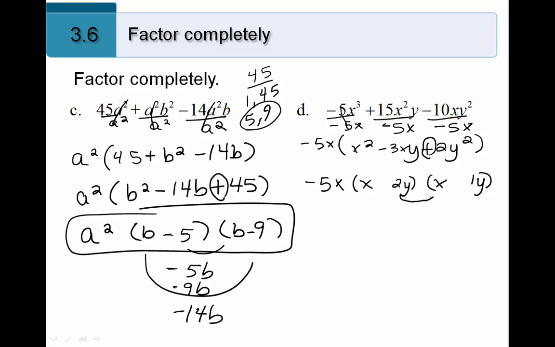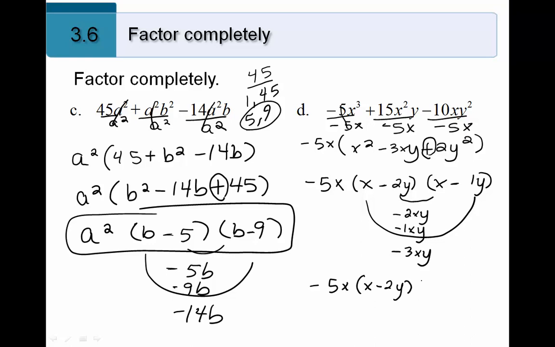So 2y times x is 2xy. X times 1y is 1xy. And it needs to add up to negative 3xy, which it will as long as they are both negative. So I will write my answer as negative 5x multiplied by x minus 2y multiplied by x minus y. Take that coefficient 1 off, even though I put it in there to begin with.